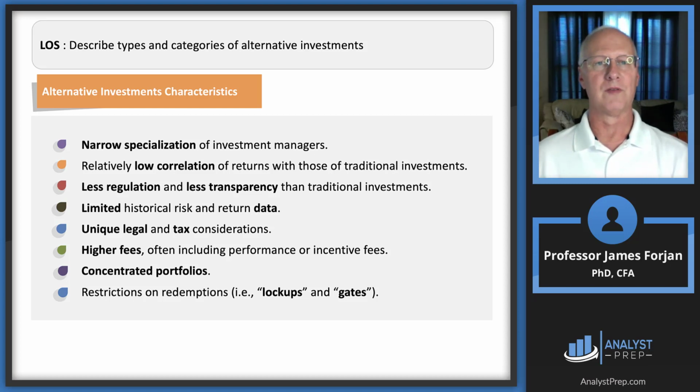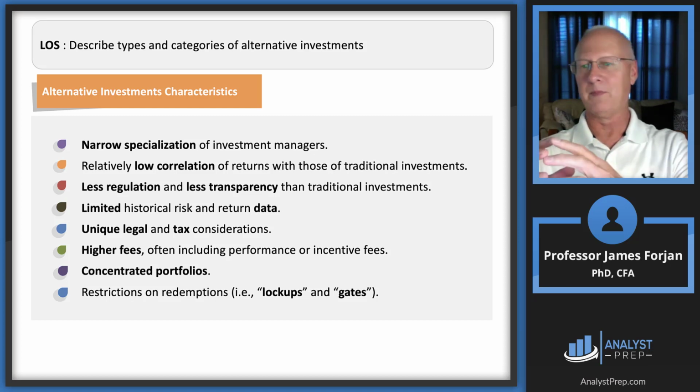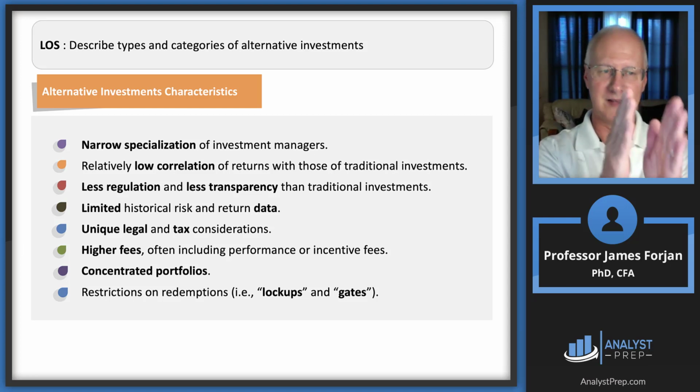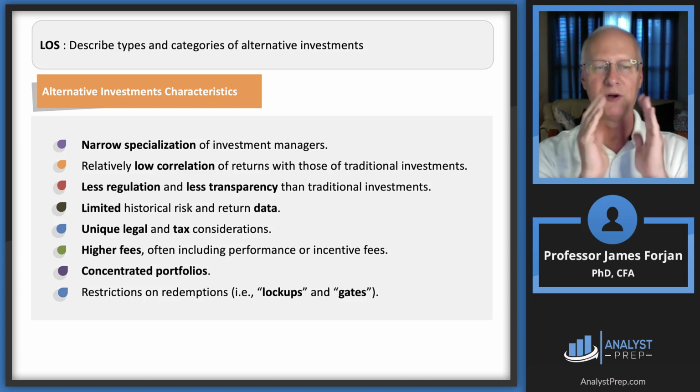All right, so let's start with this first one. Describe types and categories. All right, characteristics. Narrow specialization of investment managers. I always tell my students, hey, look, if I'm a mutual fund manager and I say, send me your money, I'm going to invest in these kinds of stocks, there's probably going to be a universe of thousands of those from which to choose. But if I'm going to be a hedge fund manager, I'll say, send me your money and I'm going to pick this little slice of the economy or the allocation or a sector or whatever that is.